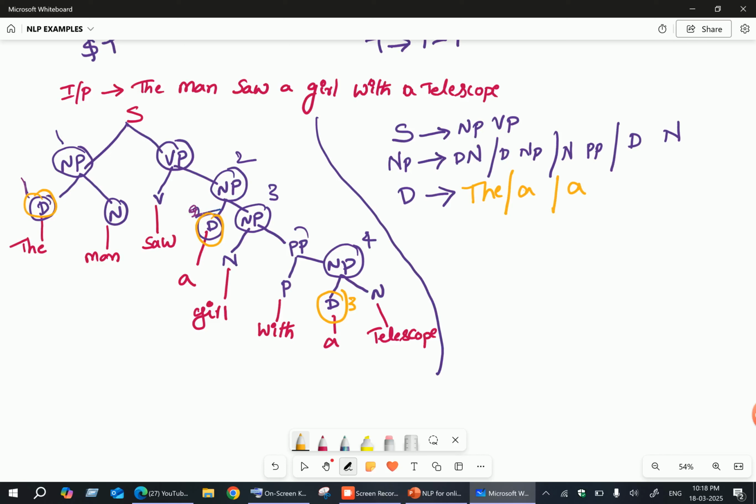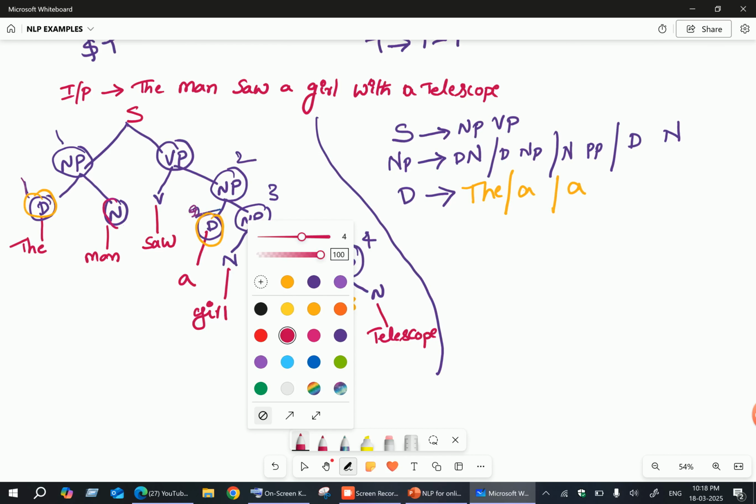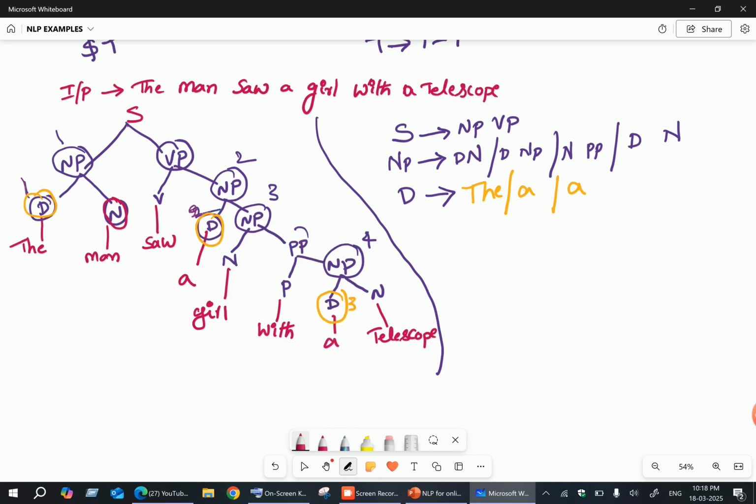Then coming to the noun. So next one is noun, right? So you need to write the noun. How many nouns are there? 1, 2 and 3. There are 3 nouns. So the first noun is man, the second noun is girl, and the third noun is telescope, right? So now constructing the grammar for noun also completed. Now the left side is completely completed.